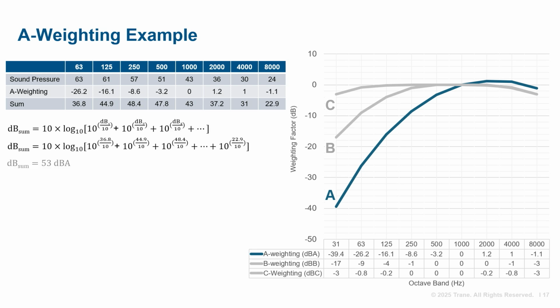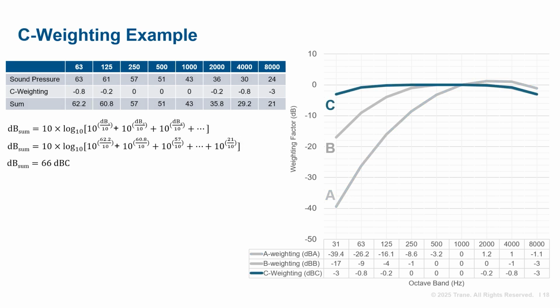With each sum computed, these values are then logarithmically added. The sum is 52.8 dBA, but we'd round it to 53 dBA. The same octave band sound data can be C-weighted with their respective weighting factors. The procedure remains the same. With each sum computed, these values are then logarithmically added. The sum is 65.5 dBC, rounded to 66 dBC. So the same sound data can be A-weighted, with the result being 53 dBA, and C-weighted to 66 dBC.